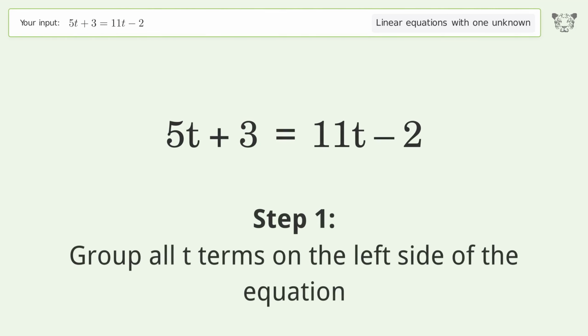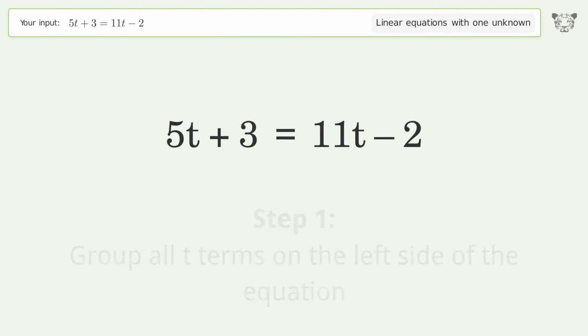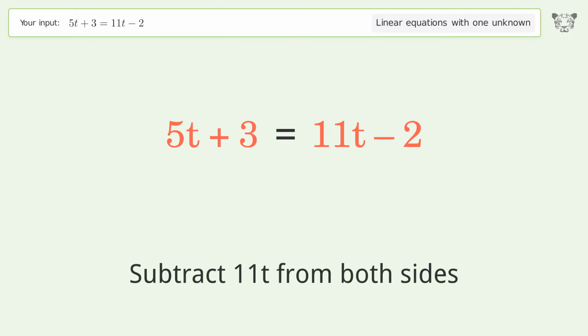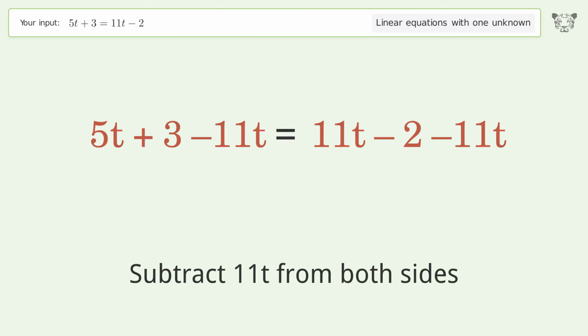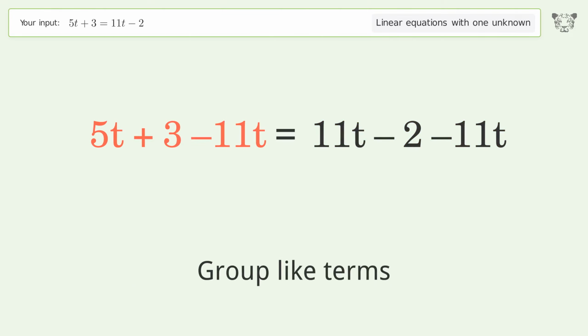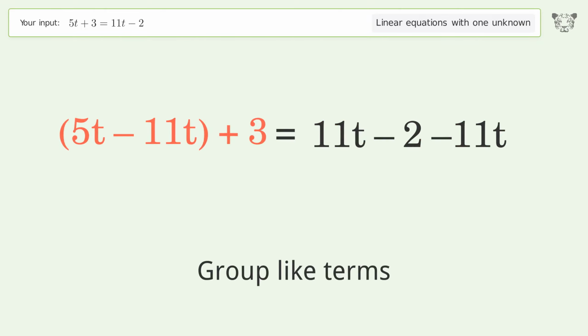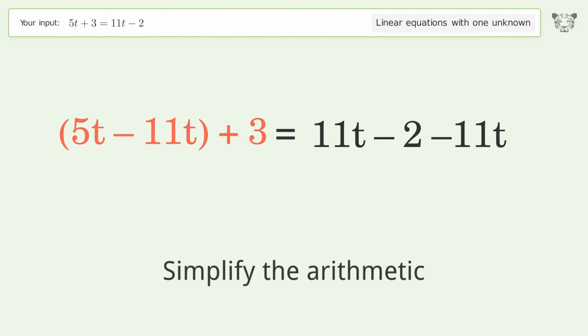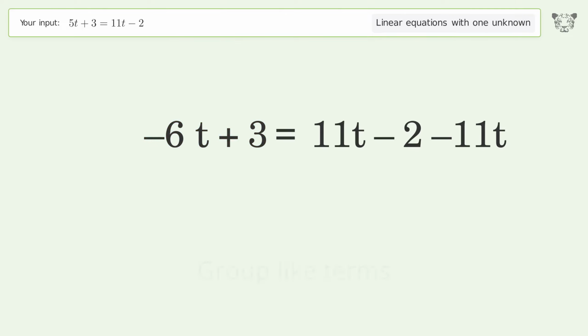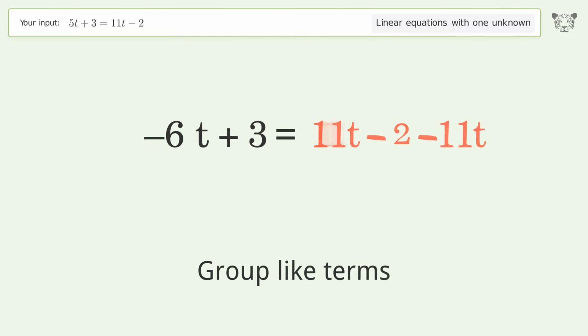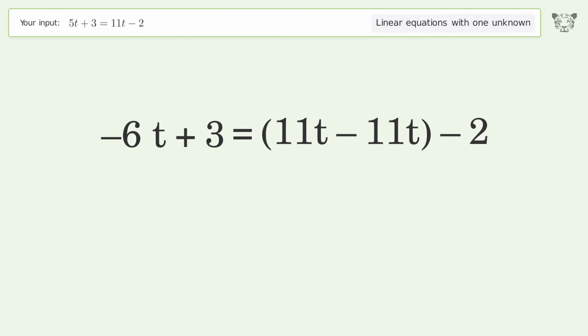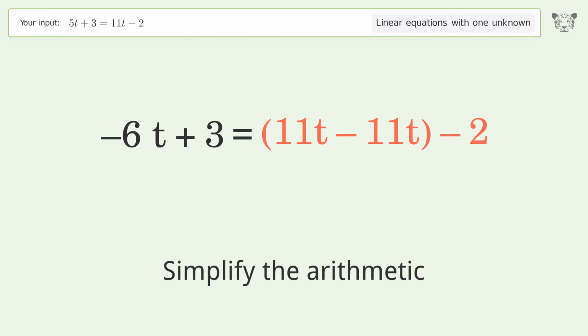Group all t terms on the left side of the equation. Subtract 11t from both sides. Group like terms. Simplify the arithmetic. Group like terms. Simplify the arithmetic.